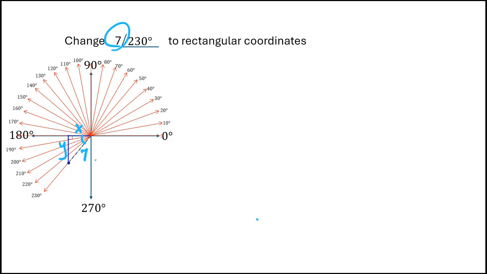The angle inside this triangle is not 230 degrees. That's the big angle, the obtuse angle that goes all the way around from 0 to 230. But this angle inside the triangle is just the part of that angle that is in the third quadrant from 180 to 230. So that angle right there is a 50-degree angle from 180 to 230. In other words, 230 minus 180 is 50 degrees. So the angle we're working with is 50 degrees.